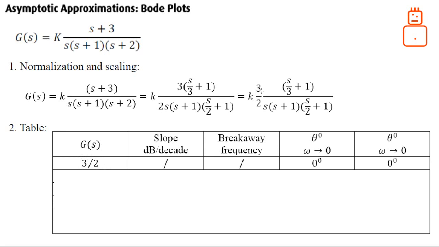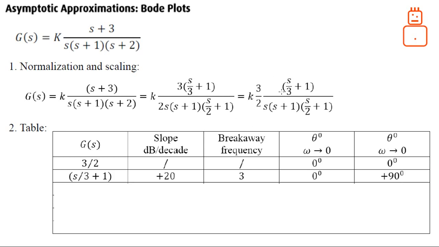Okay, so first let's start with the magnitude. The constant 3 over 2 doesn't have a slope or break frequency, and it doesn't contribute anything to the phase either. Let's start with the first pole or zero here. This zero will have a slope of plus 20, with breakaway frequency 3. It will contribute 0 degrees on the phase plot at low frequency and plus 90 at high frequency.